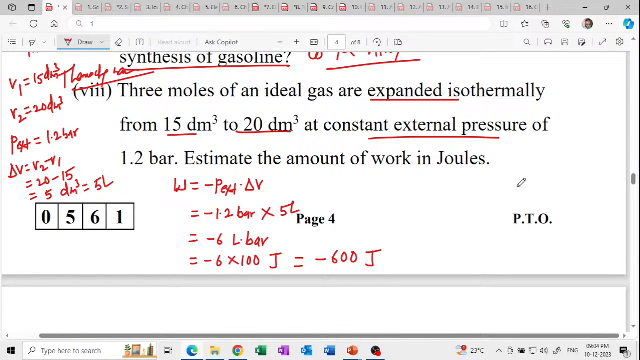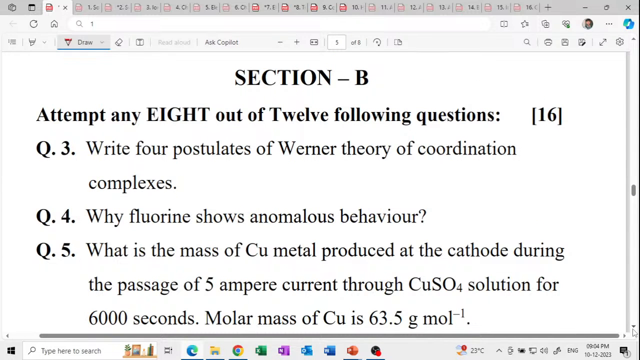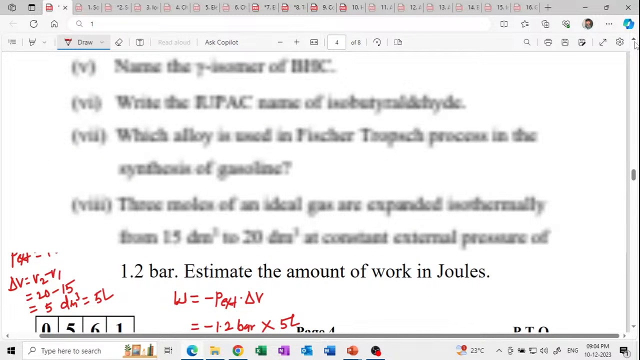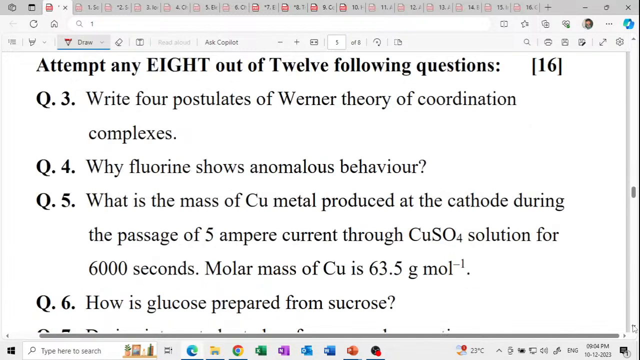Okay, now start the next question. That's section B. Write 4 postulates of the Werner theory of coordination complexes. This is a question from coordination compounds. Please note all the questions. Next question: write 4 postulates of the Werner theory of coordination complexes. This is a question from coordination compounds. Then what is the Werner theory?